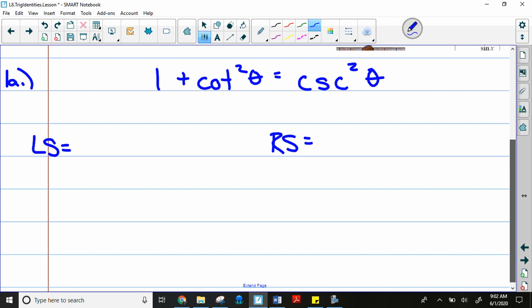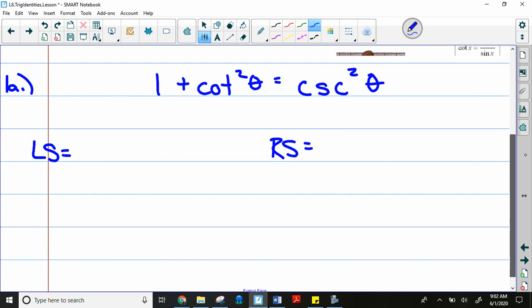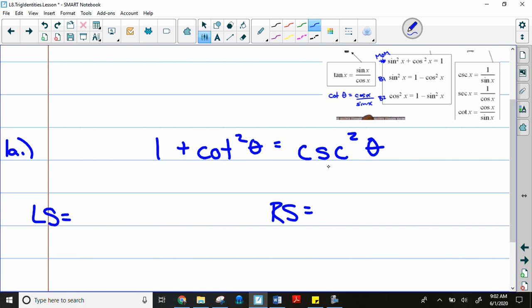I'm going to change our right-hand side because I'm not very comfortable working with the reciprocal ratios yet, and I'm a grade 11 who's just seeing this for the first time. So I'm going to change the right-hand side into something that I recognize, which is 1 over, so cosecant is 1 over sine. Because this is cosecant squared, it's going to be 1 over sine squared. So the right-hand side I'm changing to 1 over sine squared theta.